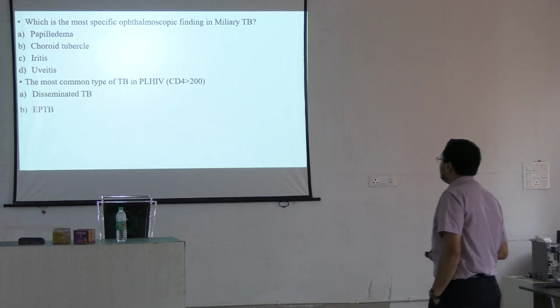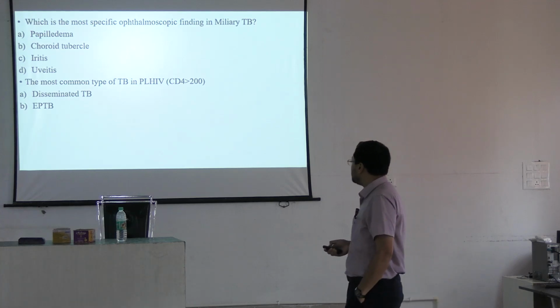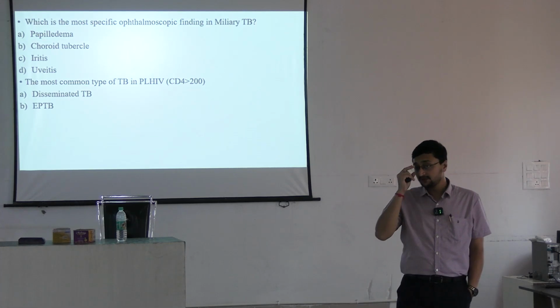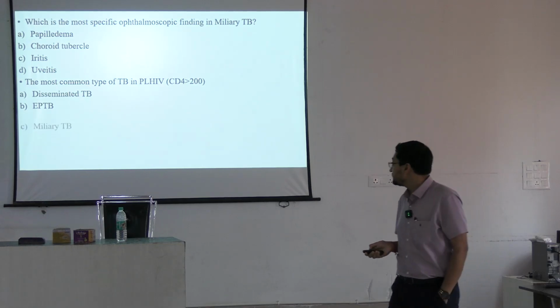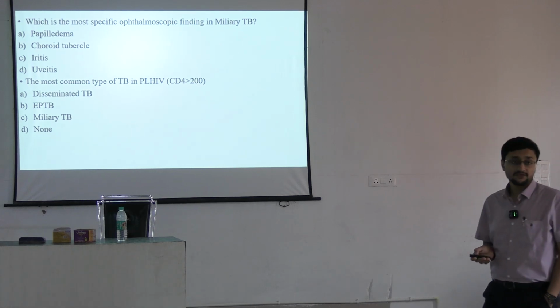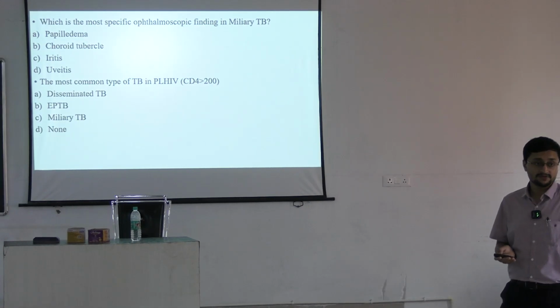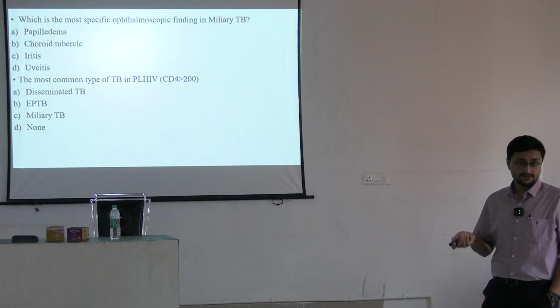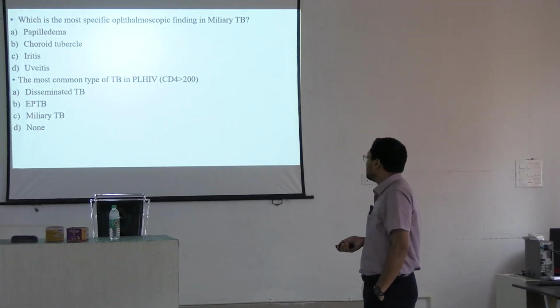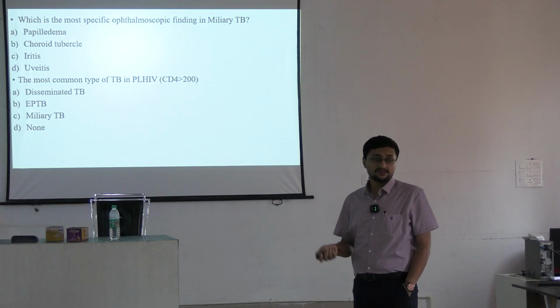And the most common type of tuberculosis in people living with HIV, CD4 more than 200. That means almost normal immunity. CD4 more than 200. Is it disseminated? Is it EPTB? Is it miliary TB or none? EPTB, that means extrapulmonary tuberculosis. So this is the most common one, extrapulmonary tuberculosis. And in case of CD4 less than 200 patients, the most common one is miliary tuberculosis and disseminated TB.